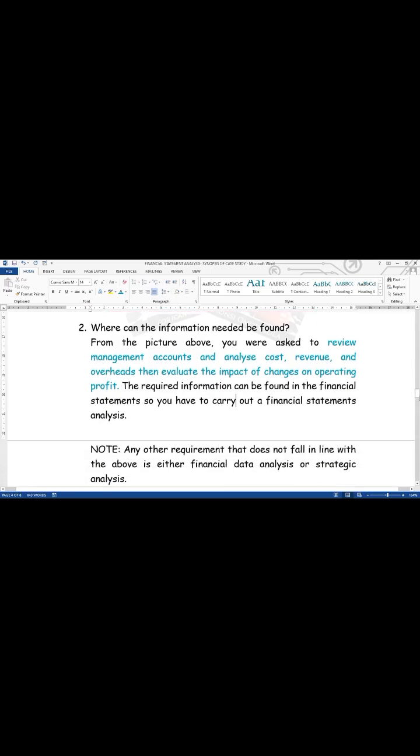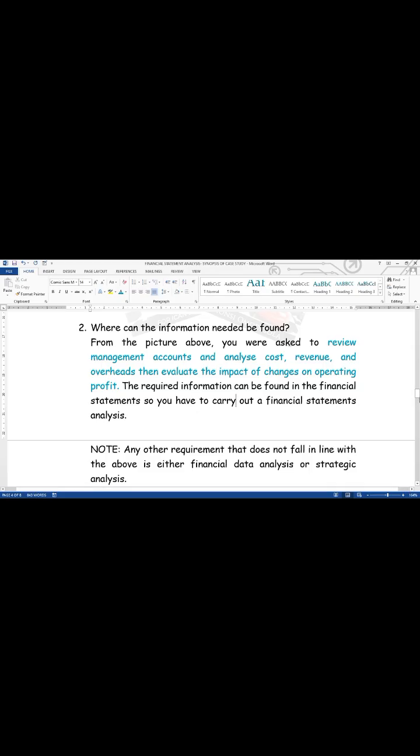The required information can be found in the financial statements. So everything is pointing at the financial statements: review of management accounts, financial statements, information that I need in the financial statement. So definitely you are supposed to carry out a financial statement analysis.